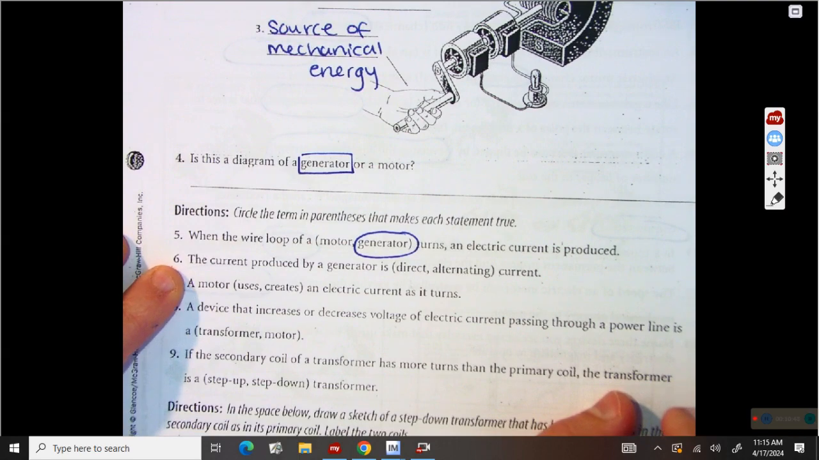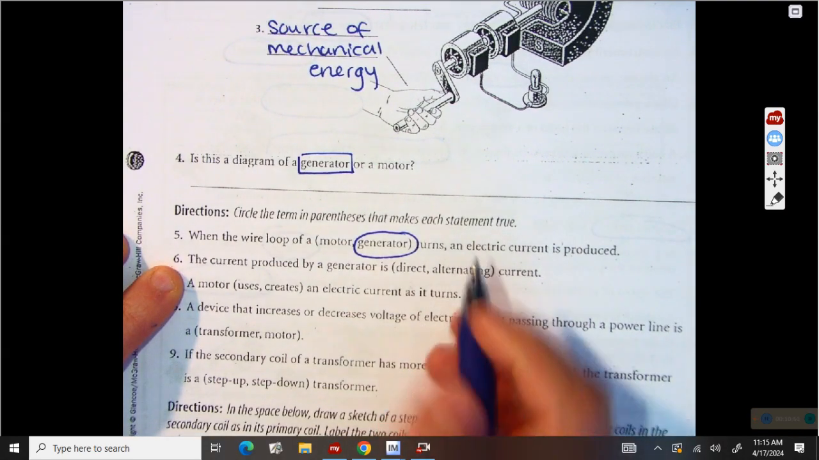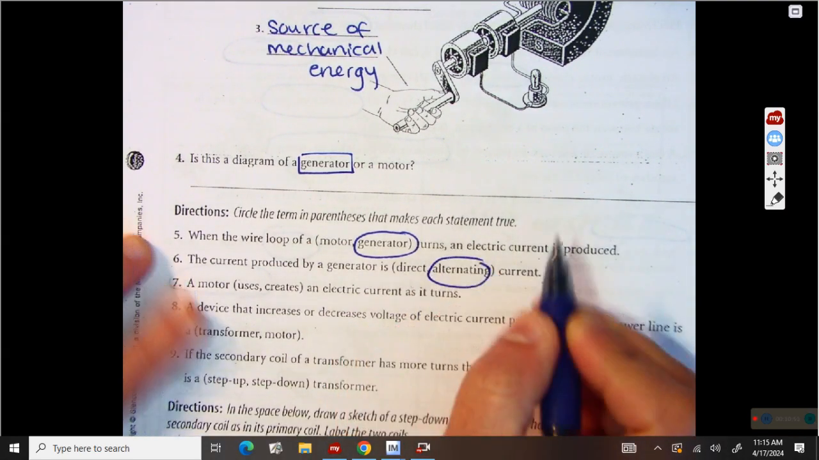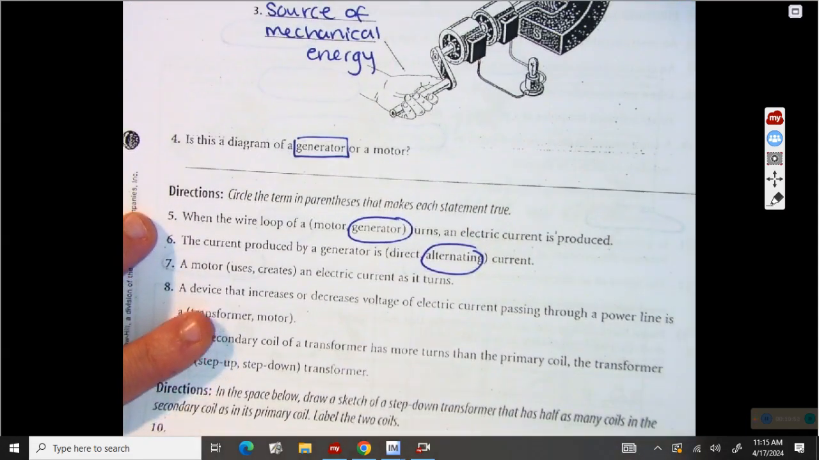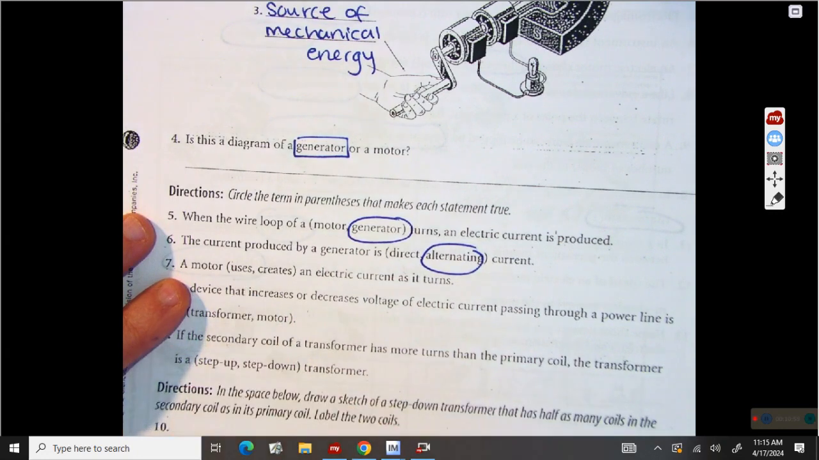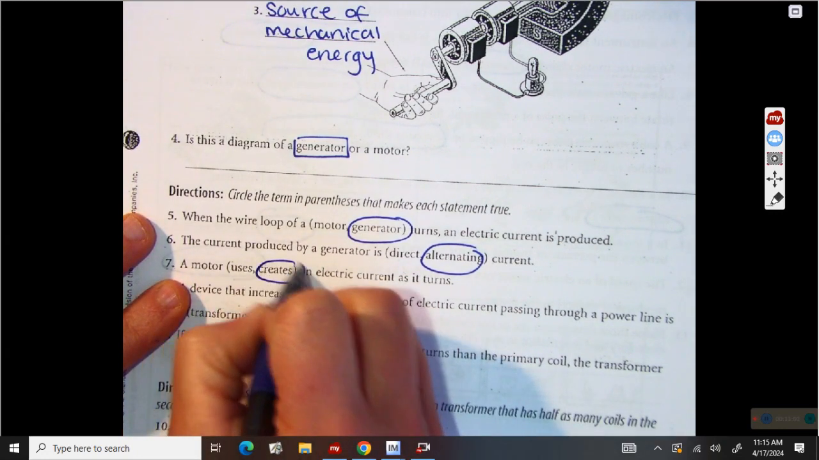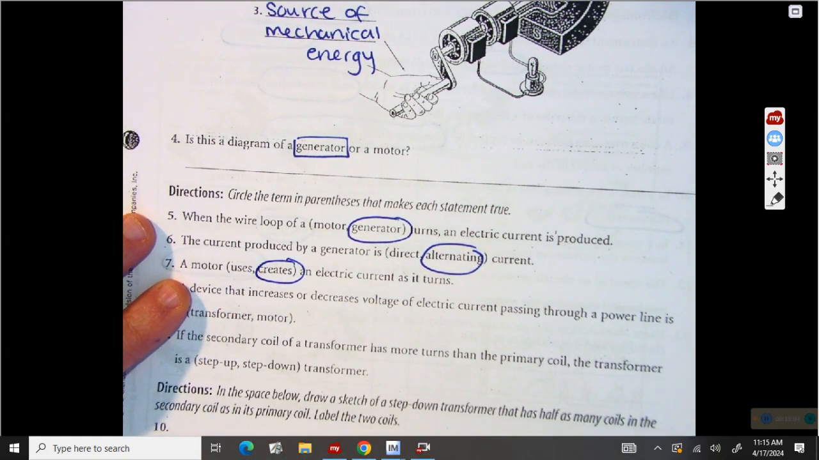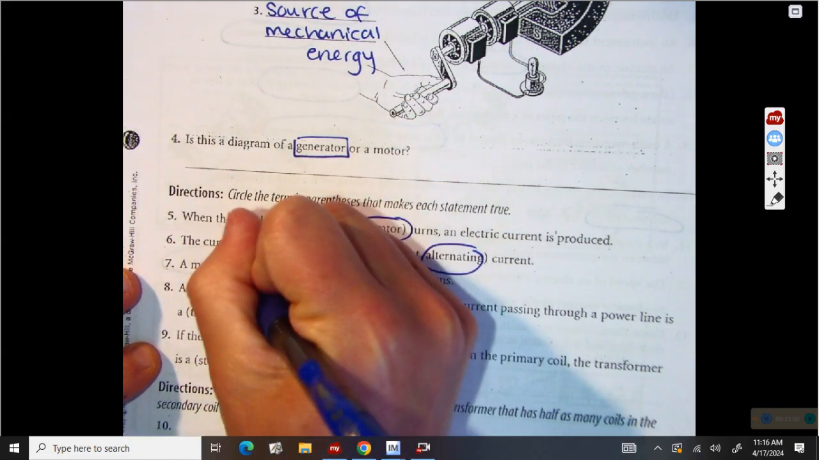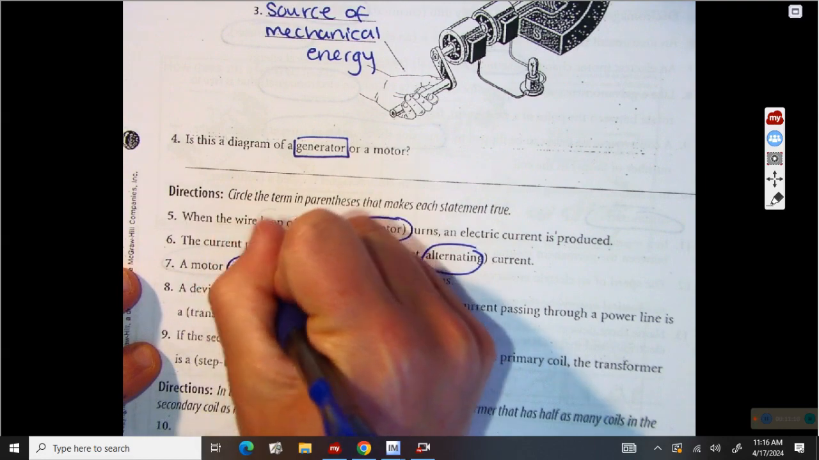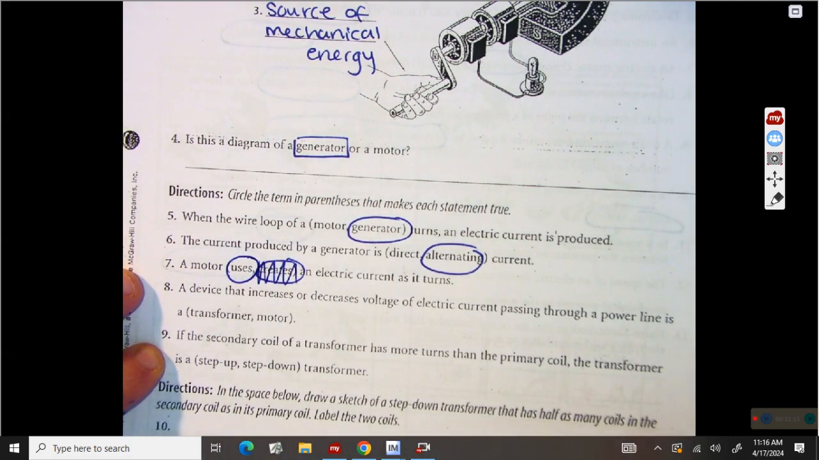So in a generator, the current produced is alternating because this electromagnet alternating back and forth is what's creating the current. A motor creates an electric current as it turns. Oh, I'm sorry. No, that's a generator. A generator is what's creating it. A motor uses electric current from the battery.